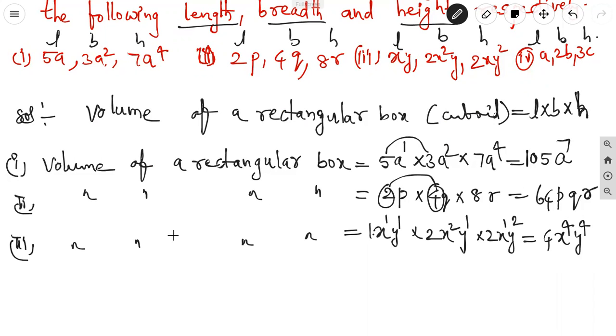Fourth one. Volume of a rectangular box, length is A, breadth is 2B, height is 3C. 1 into 2, 2, 2 into 3, 6. ABC, 3 variables are different. 6ABC.